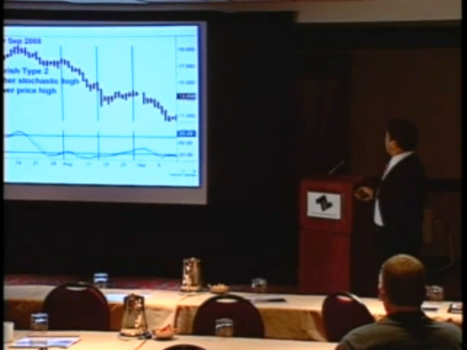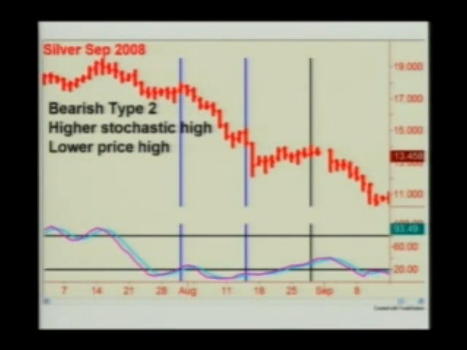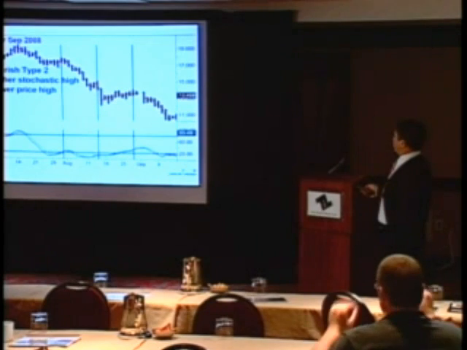More of the same, pretty much. Type 2 bearish divergence. With a stochastic swing high, another baby swing high, and a higher stochastic high here with a much lower price high than either of the previous price highs.